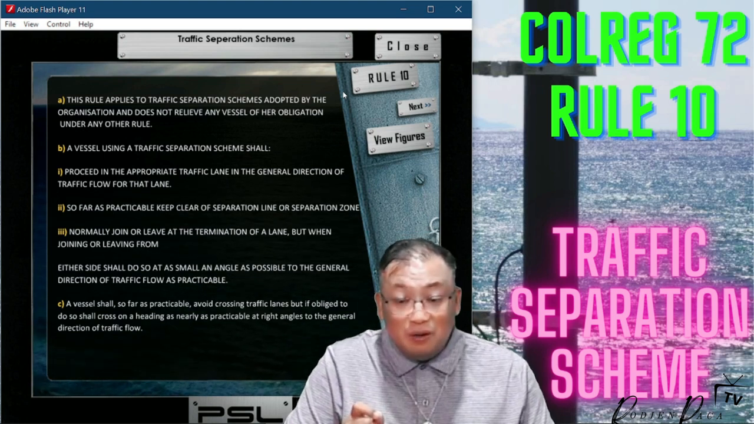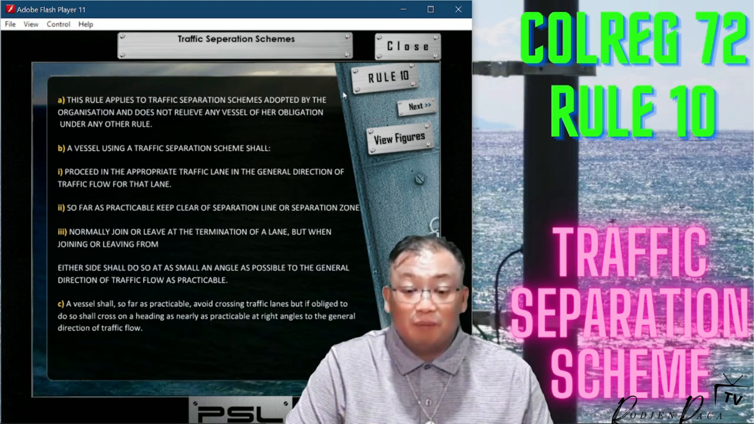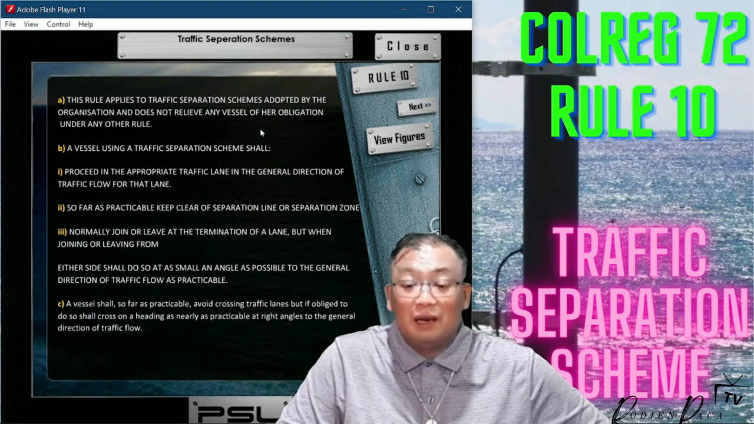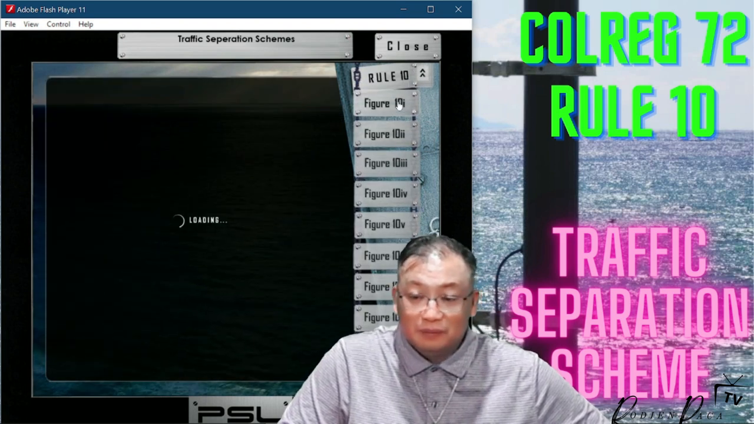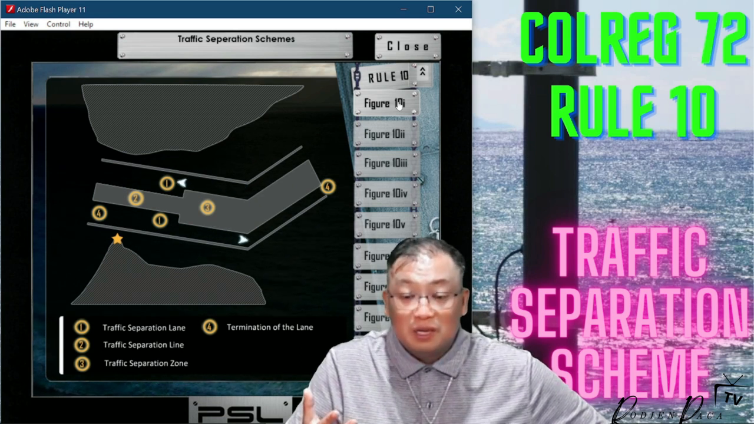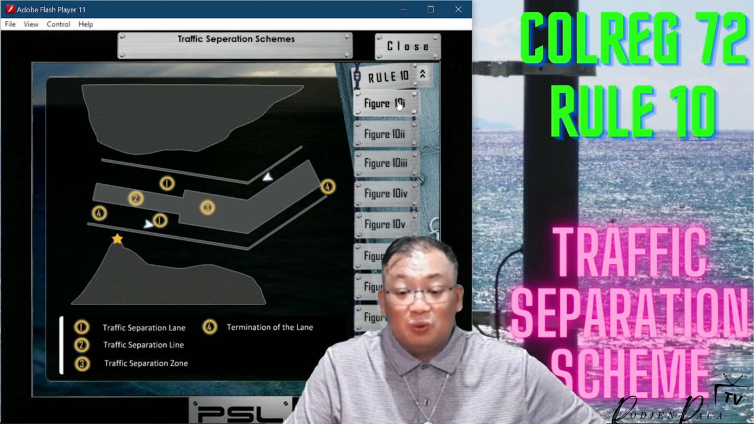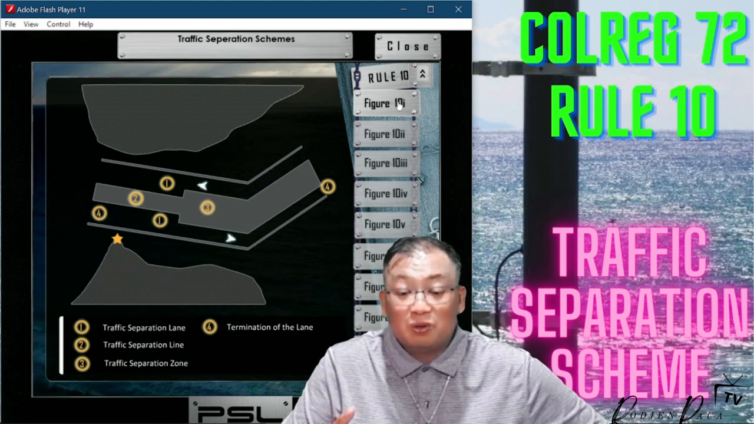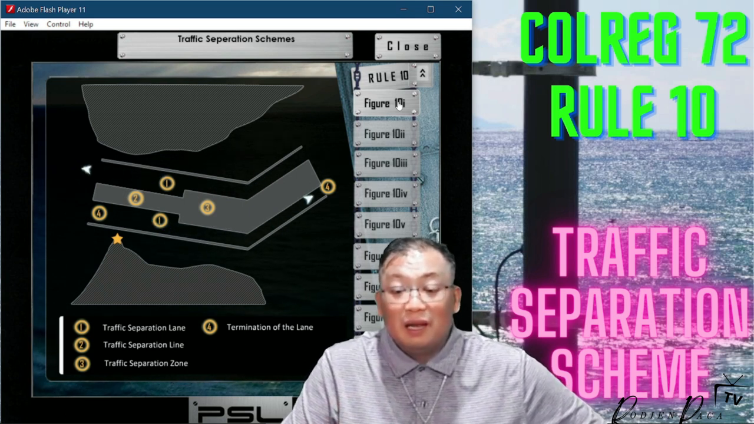A vessel using a traffic separation scheme shall, under Bravo 1, proceed in the appropriate traffic lane in the general direction of the flow for that lane. Here, this is a traffic separation scheme. Number one is a traffic lane. Number two is a traffic separation line. Number three is a traffic separation zone. Termination of the lane is number four.